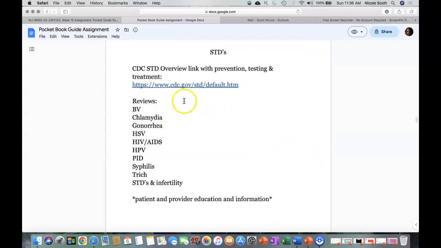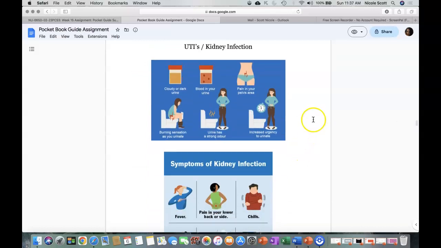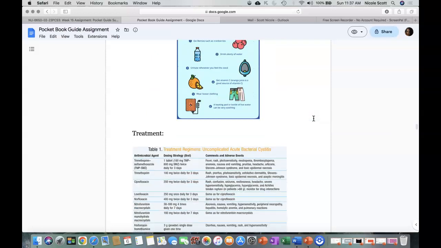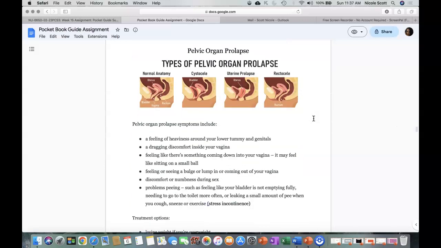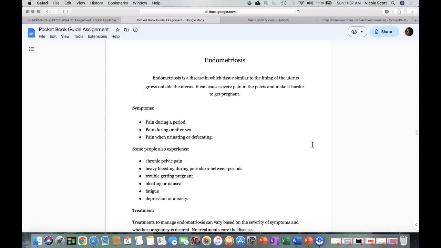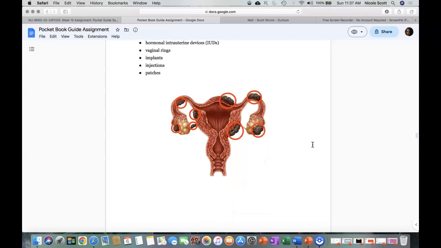STDs, CDC has a great overview of all of these STDs. It has provider and patient education and information, so I just included the link there. UTIs and kidney infections, symptoms, what to look out for, tips for preventing, and then treatment regimens as well. And then we have a little bit of prolapse here, so a picture of all the different types, treatment options, symptoms of that, endometriosis, symptoms, a really good overview here, treatment, and then a little picture here.